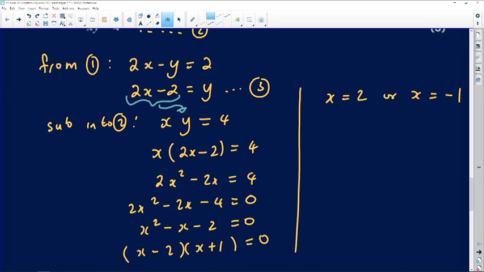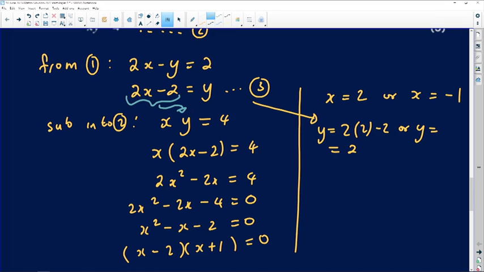Now, I need the corresponding y values for those x's. So what you simply do is you take them and you plug them back into equation 3, which is this equation that we have here. So I'm going to use that equation to see what y is going to be. So y becomes 2 times 2 minus 2. I have 4 minus 2, which gives us a y value of 2. Or the other y value is what you get when you substitute negative 1.